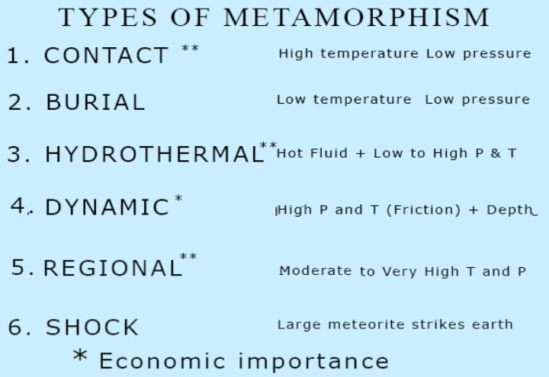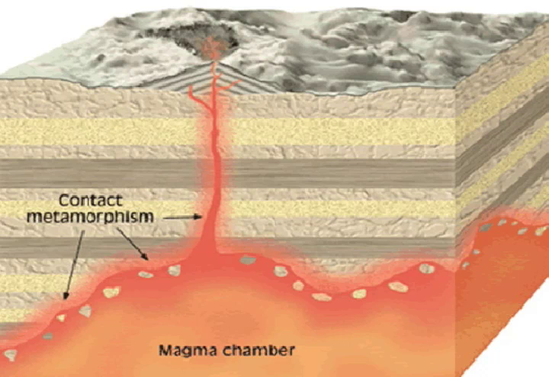6 types of metamorphism have been named: contact, burial, hydrothermal, dynamic, regional, and shock. Shock metamorphism takes place when a large meteoroid strikes the Earth. It does not fall within the scope of this elementary discussion.